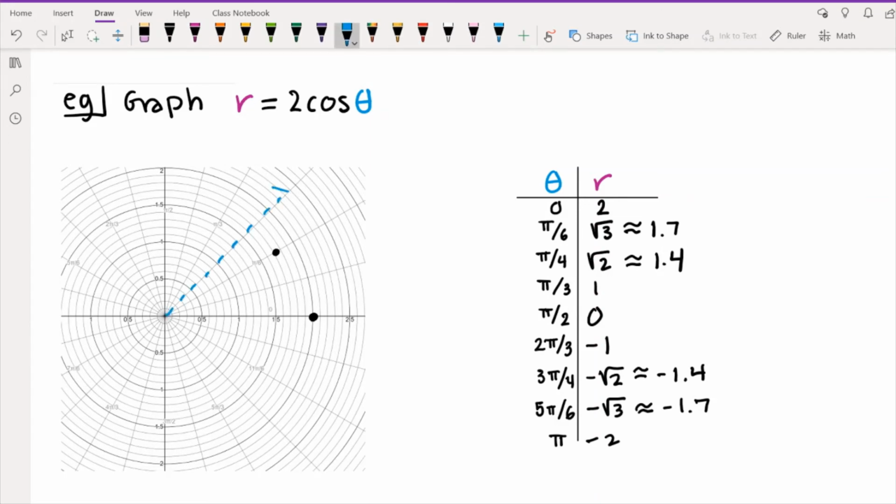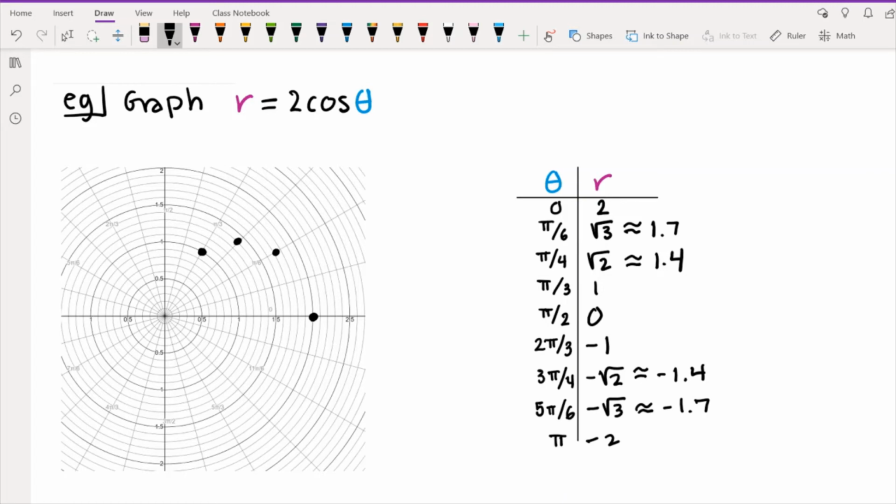And we go to a distance of 1.4 approximately. And so that's going to be a little bit less than 1.5. So maybe somewhere like here. And then our next one is pi over 3. And so that one we're supposed to go a distance of 1. And so if we go to that angle of pi over 3 and go a distance of 1, that puts us right here.